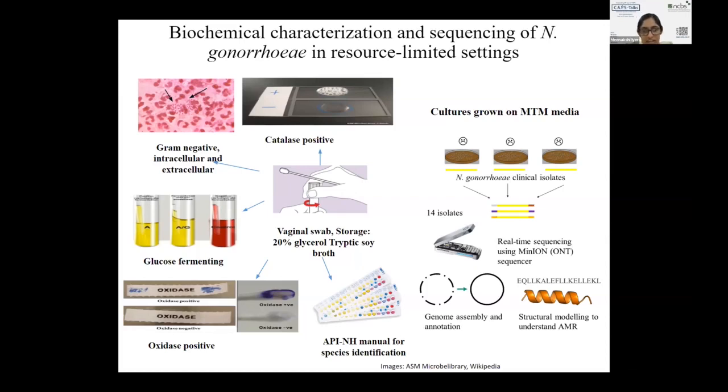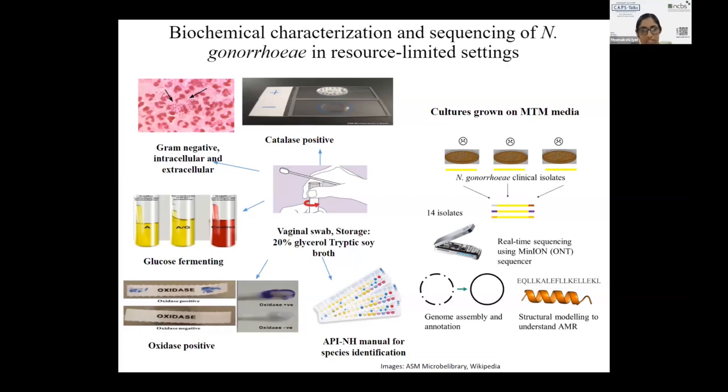So we followed this pipeline. We grew all the cultures on modified Thayer-Martin media, and all the colonies which were positive for all these tests and which showed growth on this media, we created pure cultures and we carried out the sequencing. So in this sequencer, we use something called barcodes, which help us identify one sample from the other. So together we can sequence multiple samples.